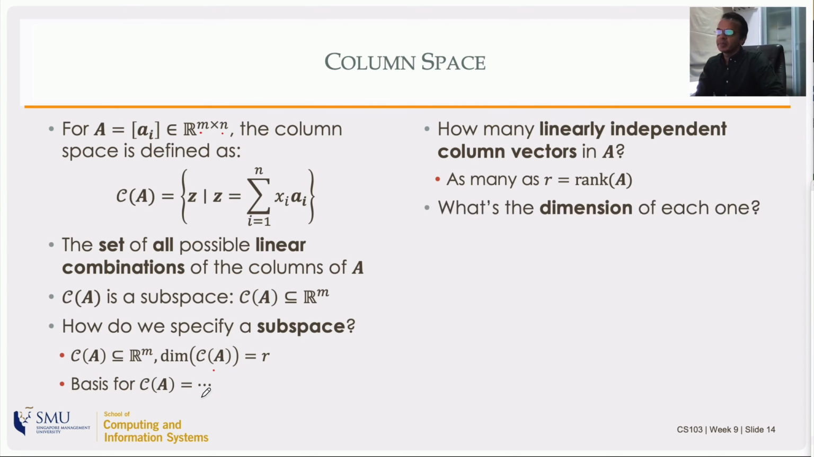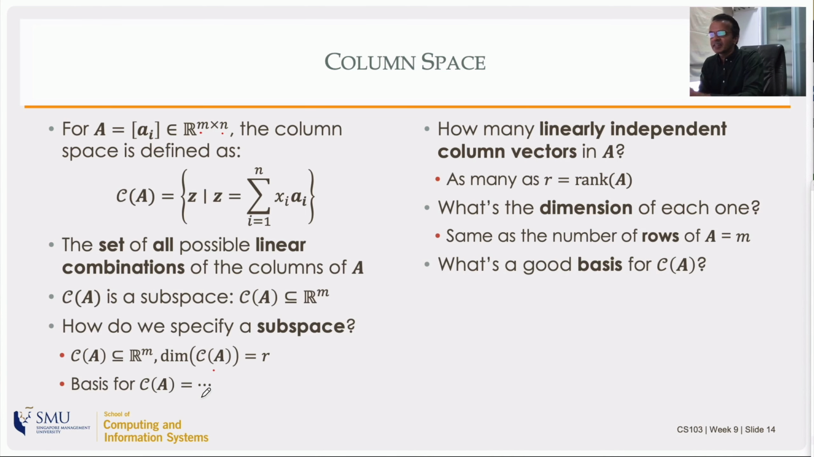What's the dimension of each one of the column vectors? That would be the number of elements in the vector, which is the number of rows of A. So that would be m. What's a good basis? This is a tricky question. How do you find a good basis?